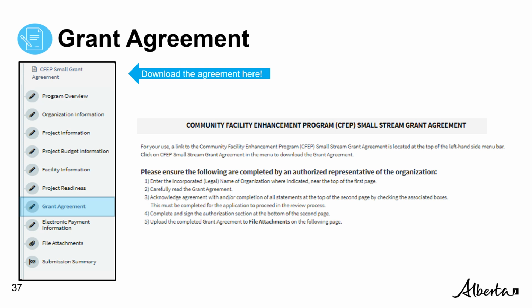Please ensure that the following are completed by an authorized representative of your organization. 1. Enter the incorporated legal name of the organization where indicated, near the top of the first page. 2. Carefully read the grant agreement. 3. Acknowledge the agreement with and/or completion of all statements at the top of the second page by checking the associated boxes. 4. Complete and sign the authorization section at the bottom of the second page. 5. And finally, upload the completed grant agreement to the File Attachments section.